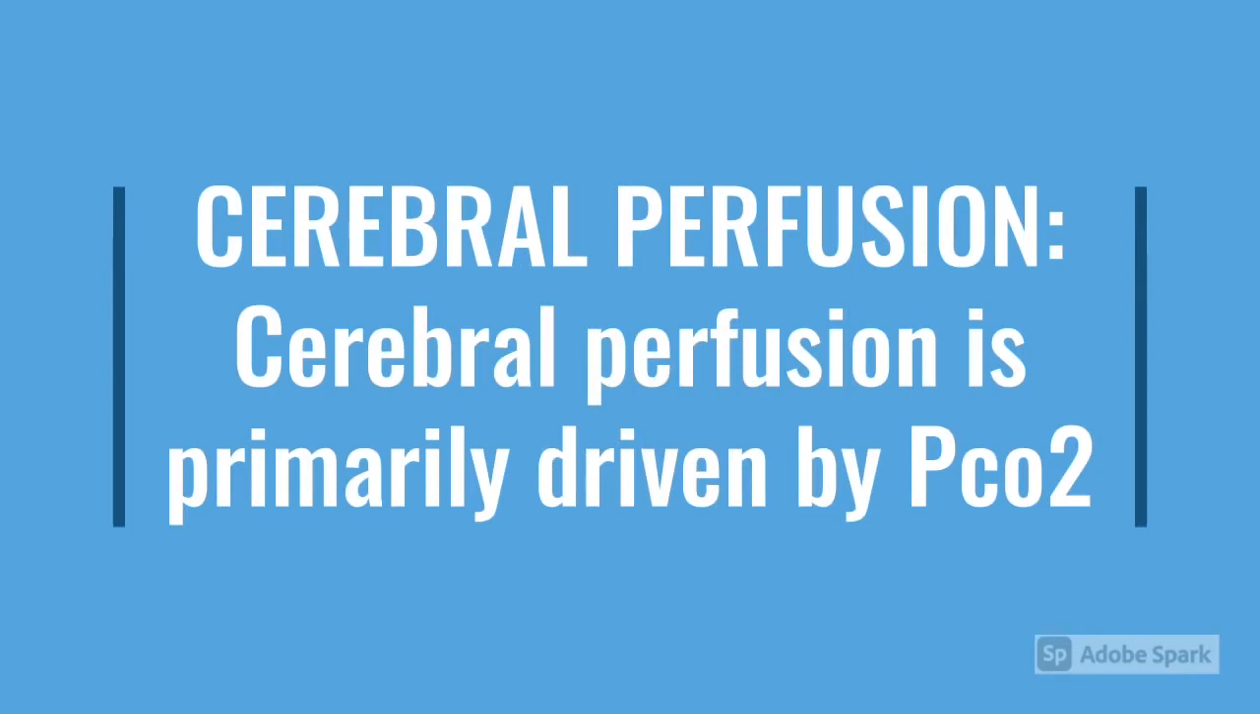Cerebral perfusion is primarily driven by PCO2. PO2 also modulates perfusion in severe hypoxia. High PCO2 causes cerebral vasodilation. So when you hyperventilate, you wash out CO2, causing cerebral vasoconstriction, and the person passes out.